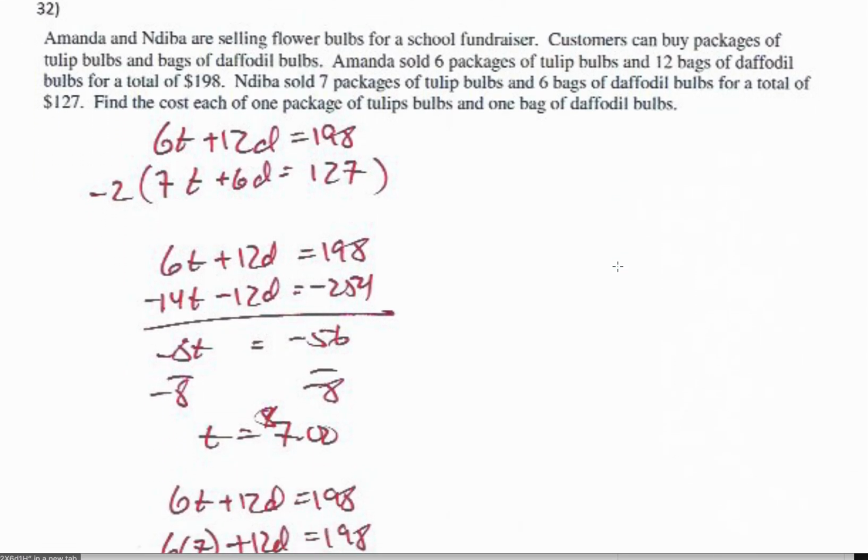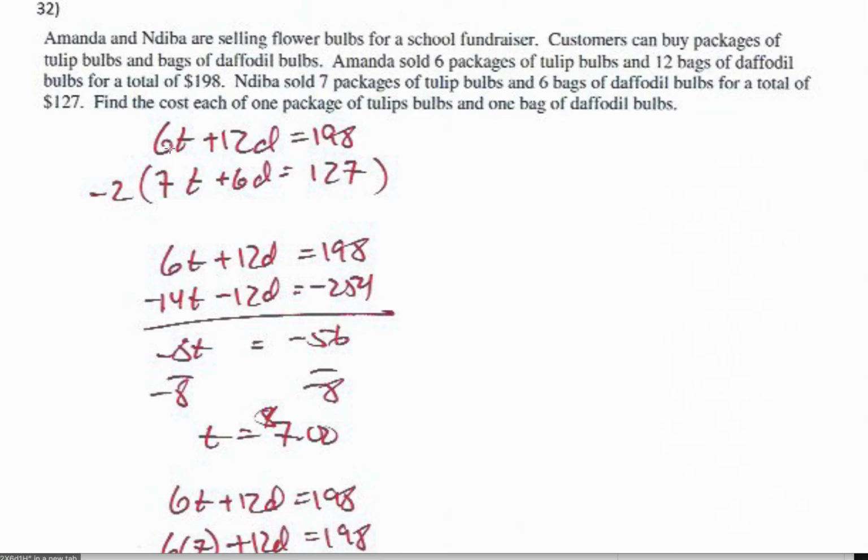we are selling flower bulbs this time. And when we sell them, we got tulips and daffodils. It says here that 6 packs of tulips, 12 packs of daffodils gets me $198. 7 packs of tulips and 6 bags of daffodils get me $127. I got to pair them up. You know what? The easiest thing to pair up here to me is the D's, because if I multiply by -2, I pair up the D's.